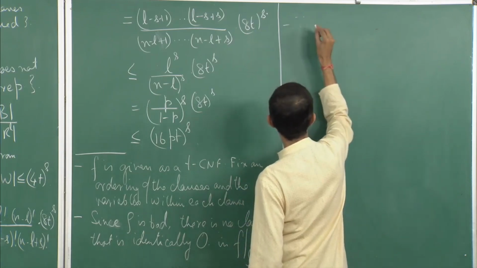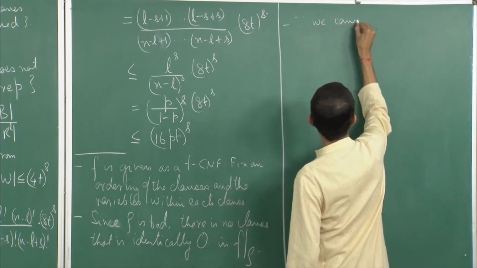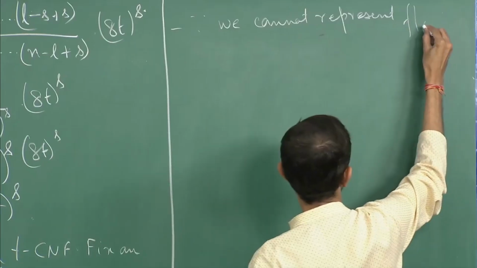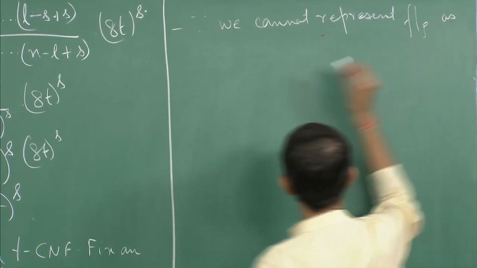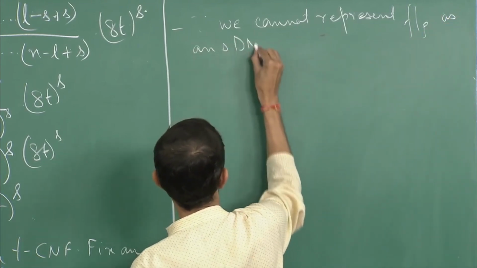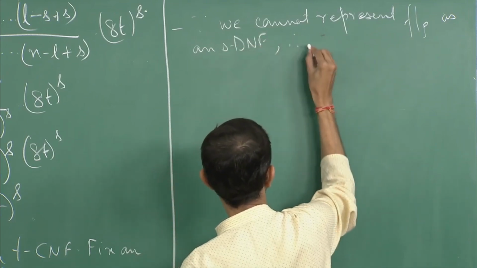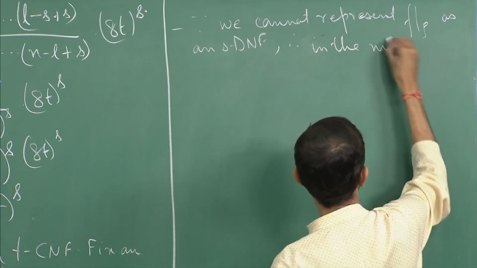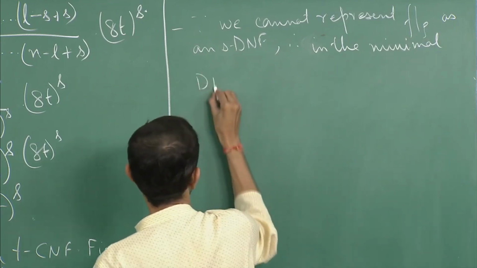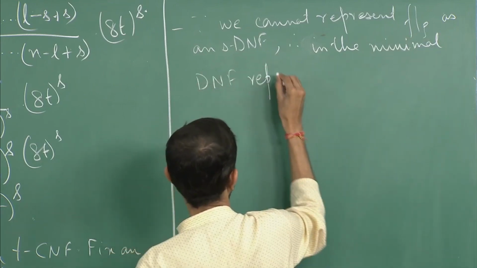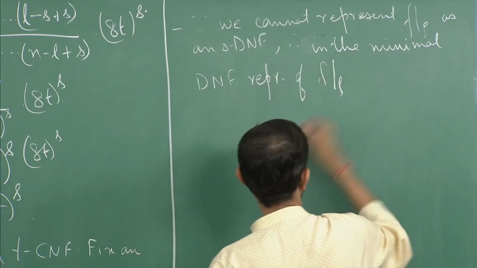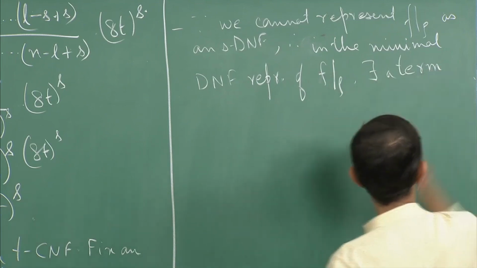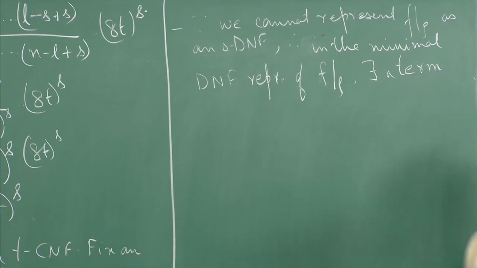Okay. Now, since we cannot represent f restricted to rho as an S DNF, therefore in the minimal DNF representation of f restricted to rho, there exists a term whose size is how much.